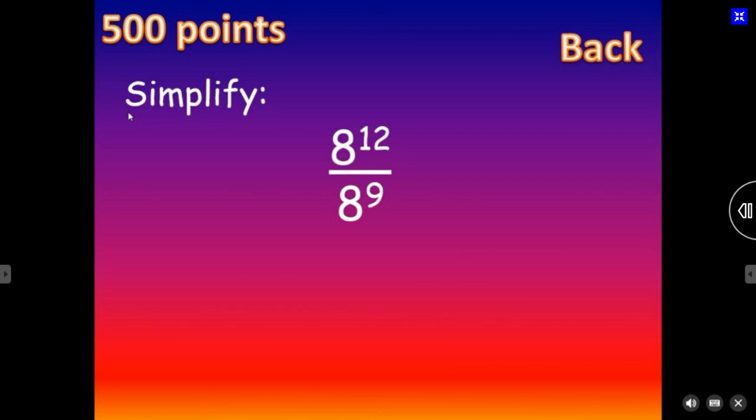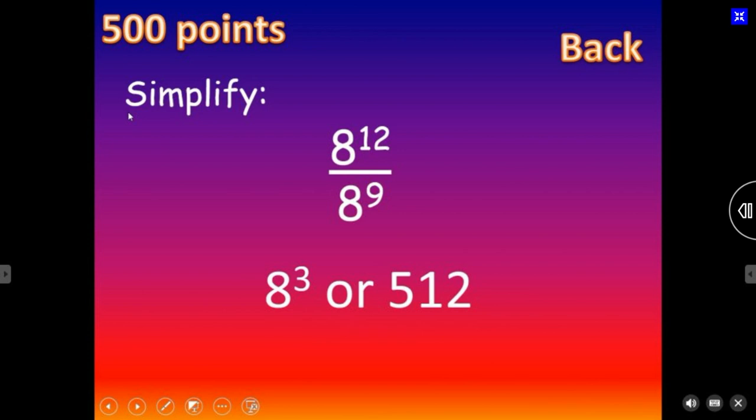What do I do with my exponents on this one? Subtract. So 8 to the, what's 12 minus 9? 8 to the third. Or, can anybody give me 8 times 8 times 8? 8 times 8 is 64. I got another 8 there. 512.